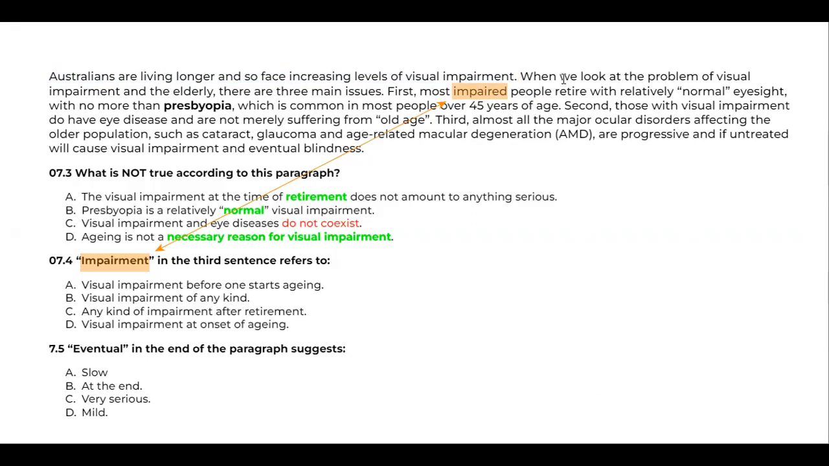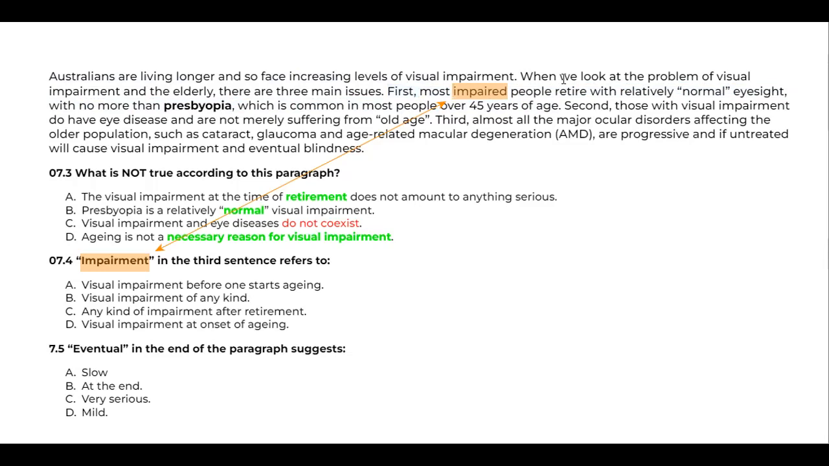Okay, so where is the second sentence? When we look at the problem of visual impairment, this is the second sentence, and this is the third sentence. Now we have to see, does it have impairment here? No, no way. Nowhere is the word impairment there. So what can we do then?